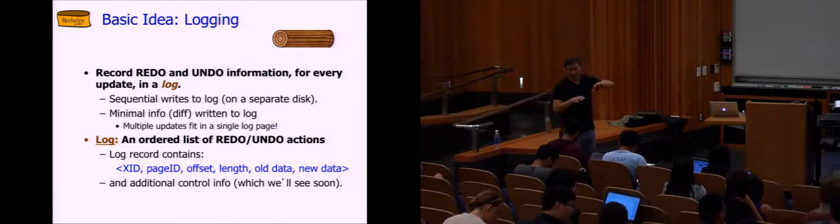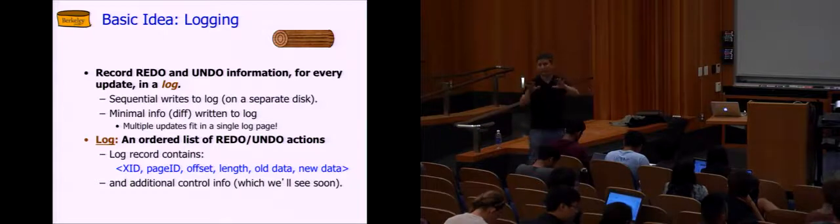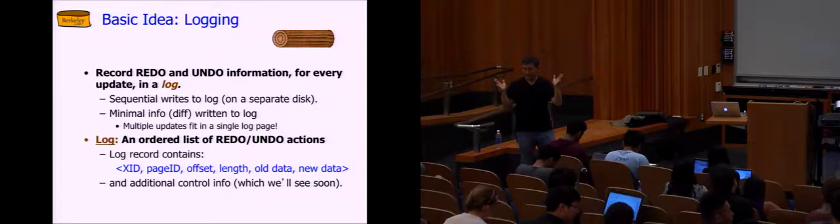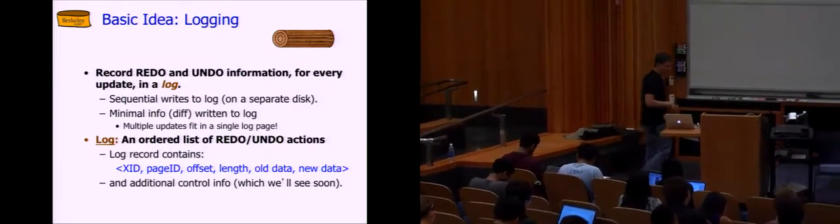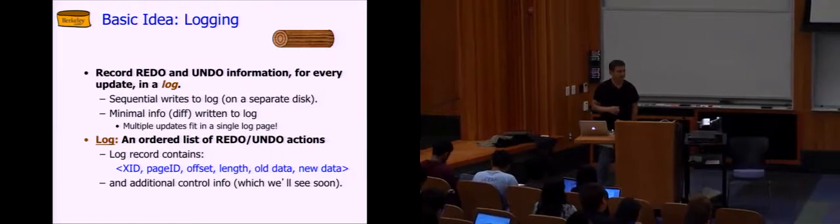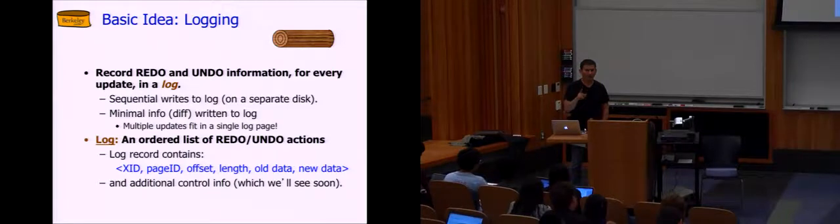And because we write both the old data and the new data, you can use it for redo or for undo. Okay? There's going to be additional control info in the log, which we'll see in a minute. But this is the basic idea. Any questions so far? We haven't said much yet, but any questions on the format of the log?